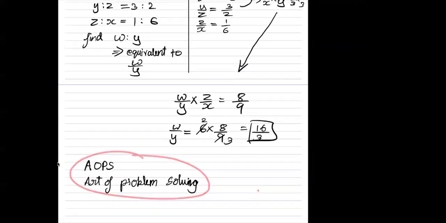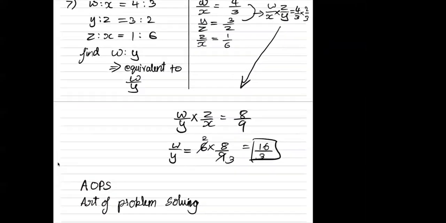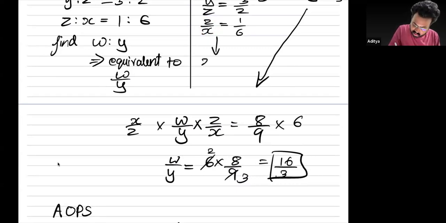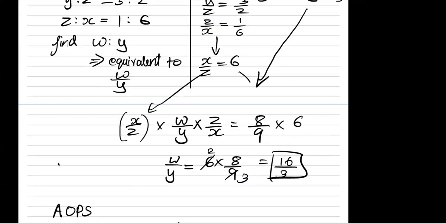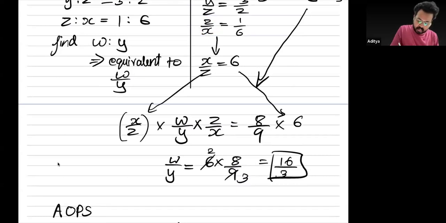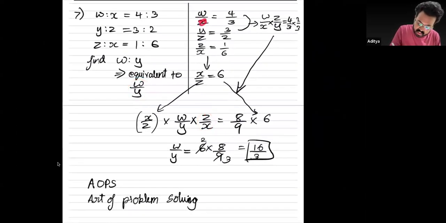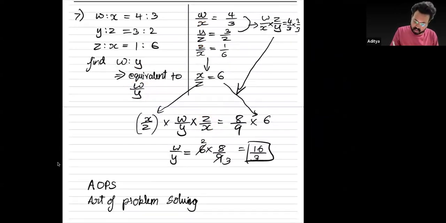Sir, from where I got 6? z upon x is 1 upon 6. So if I multiply x upon z, that is the same as multiplying by 6, because from here x upon z is equal to 6. Correct. Sir, why multiply reciprocal? Because in the end, I want w upon y, correct? Algebraically, I am trying to eliminate x and z to get w and y only. In the end, I will be left with either w upon y or y upon w, and you get the answer from it.